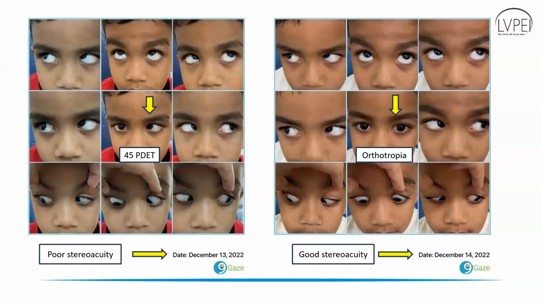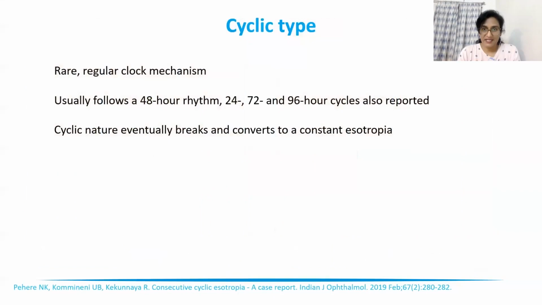He continued to remain orthotropic throughout the day. Subsequently, what we did was we asked the parents to document this on a daily basis. And we realized that the child was having a regular periodic presentation of esotropia and orthotropia. So the child would be esotropic on one day and orthotropic on the next day, and subsequently again esotropic on the third day. So this pattern was maintained consistently for around 6 weeks for this child before he went into a constant esotropia. Now, this particular entity constitutes cyclic acquired type of esotropia.